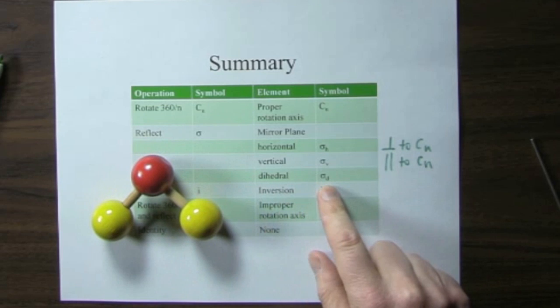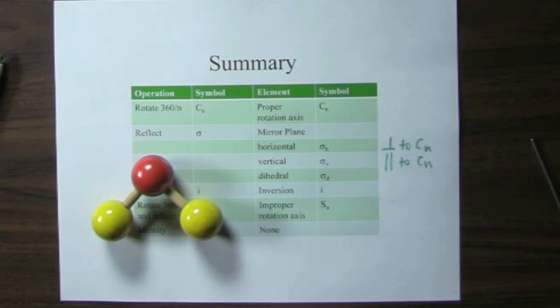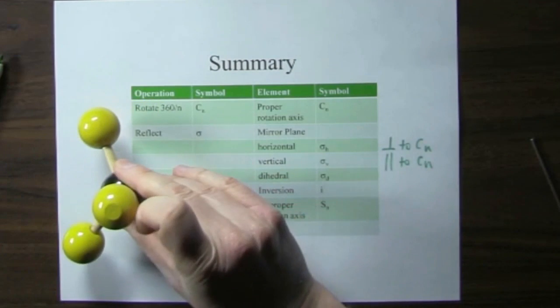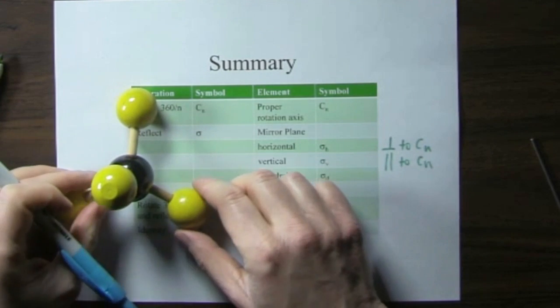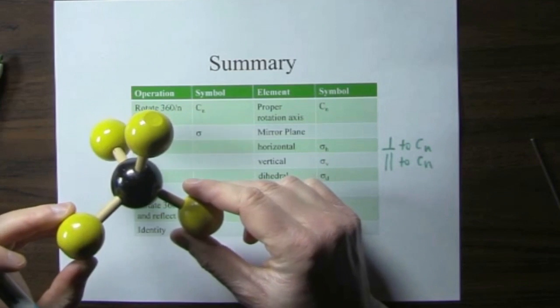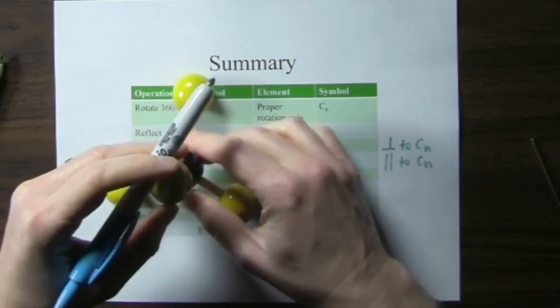There's a third type of mirror plane called a dihedral mirror plane, and this mirror plane bisects the C2 axes. This molecule doesn't have that, so I can't demonstrate with this molecule. But we could demonstrate it with this molecule. This is a representation of the structure of methane. And methane has a rotation axis here, C3.